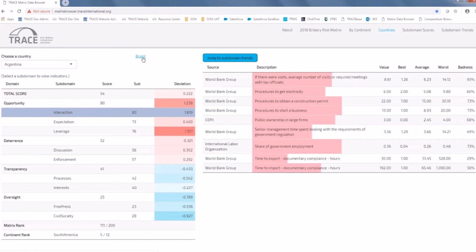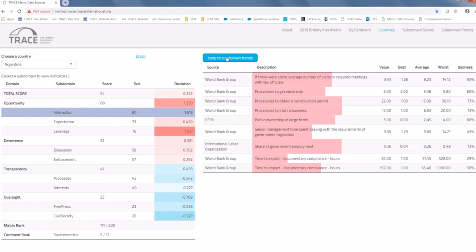One thing you can see here, at least according to the World Bank, Brazil only requires an average of 1.3 visits or meetings with tax officials, which is almost as good as it gets. So that, along with the senior management time and the export compliance hours, gives Brazil a bit of an edge, a significant edge when it comes to interaction. Whereas Argentina, 8.61 visits with tax officials, and senior management is a bit worse, documentary compliance for export a bit worse. And collectively, that ends up putting Argentina pretty far out in terms of interaction.